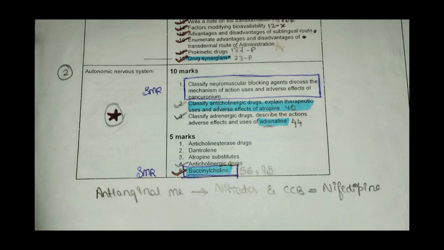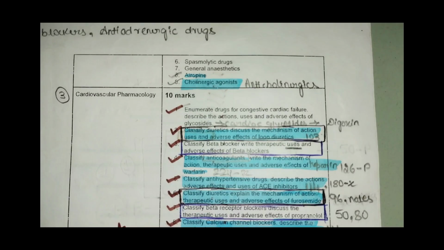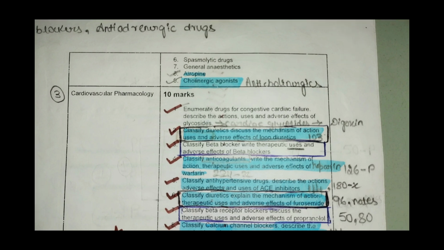The first one, anticholinesterase drugs. Second one, dantrolene. Third one, atropine substitutes. Fourth one, anticholinergic drugs. Fifth one, succinylcholine. Sixth one, spasmolytic drugs. Seventh one, general anesthetics. Eighth one, atropine. Ninth one, cholinergic agonist, also called anticholinergics. And this was all about the second chapter.